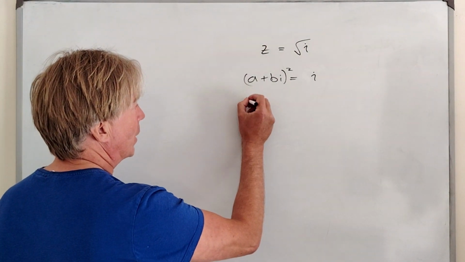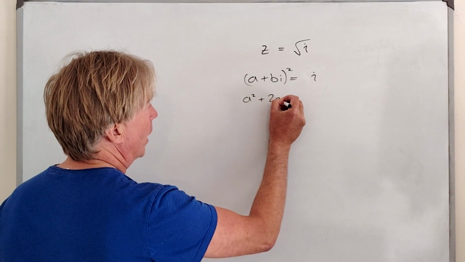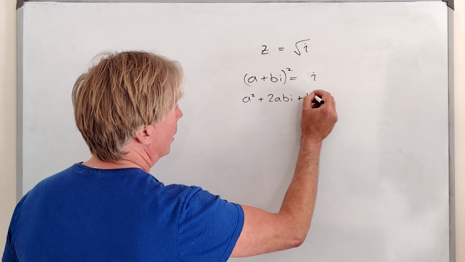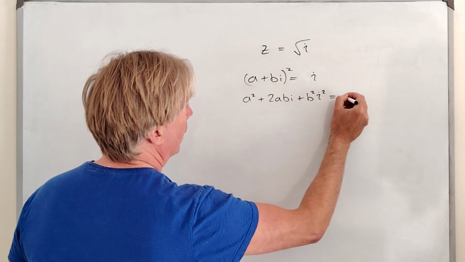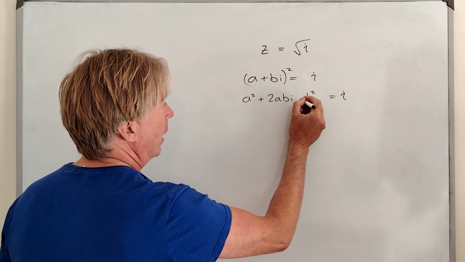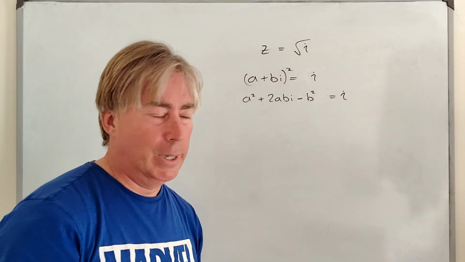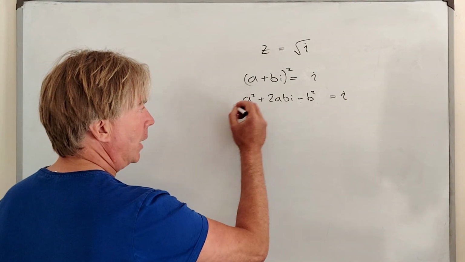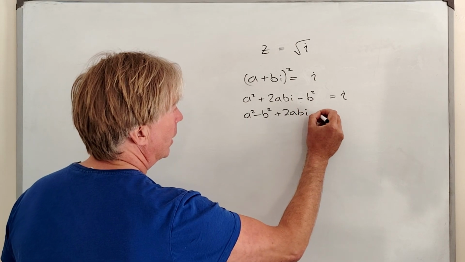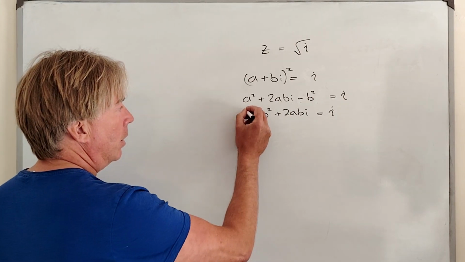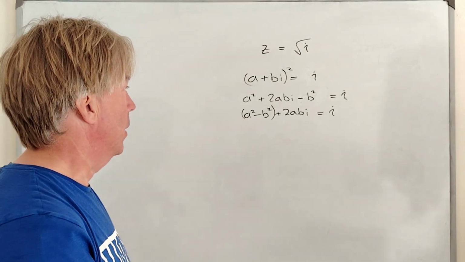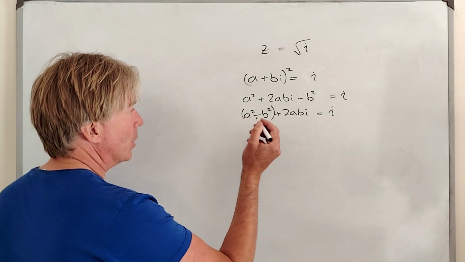So multiplying this out, I get a squared plus 2abi plus b squared i squared. That's equal to i, and obviously by definition i squared is -1, so we can get rid of that. Okay, so we seem to be getting somewhere. I'm going to collect my real parts together, so a squared minus b squared plus 2abi equals i. Okay, so immediately you can probably see that the right hand side has no real component, and the left hand side has a real component in terms of a squared and b squared.